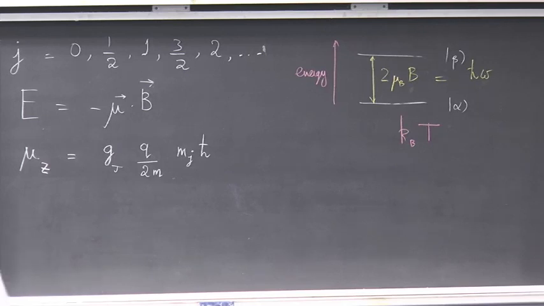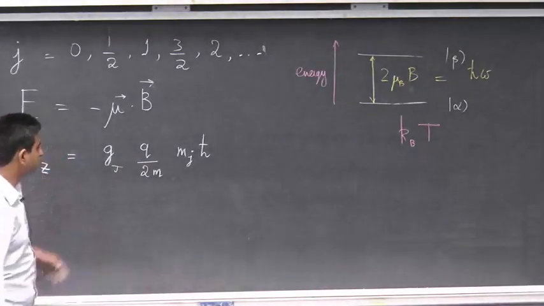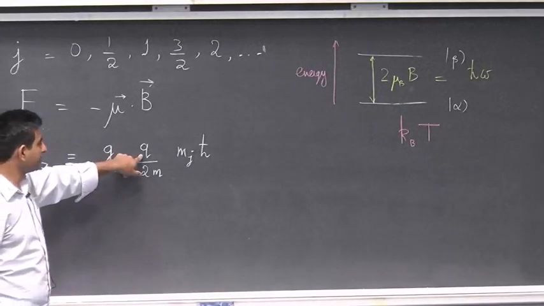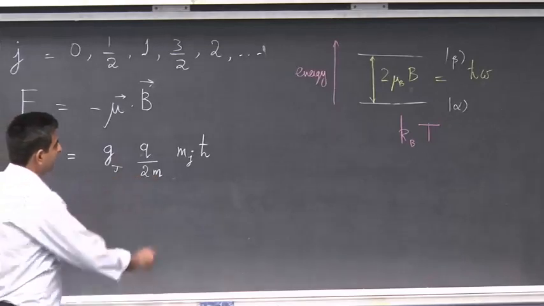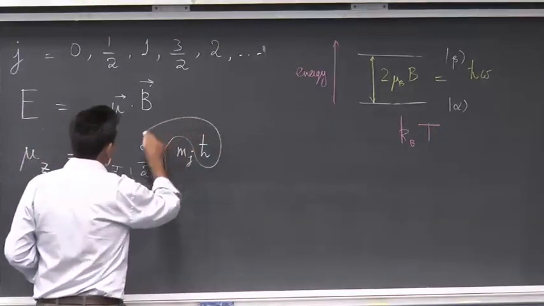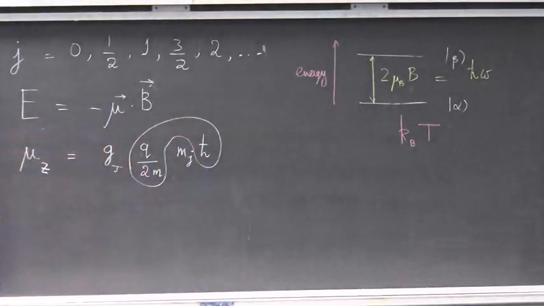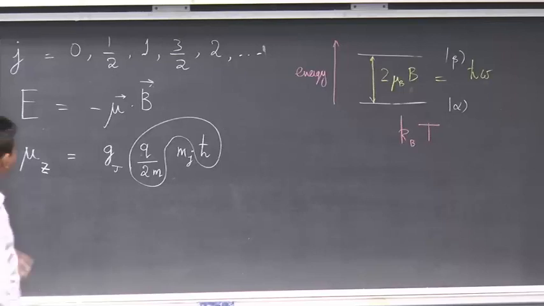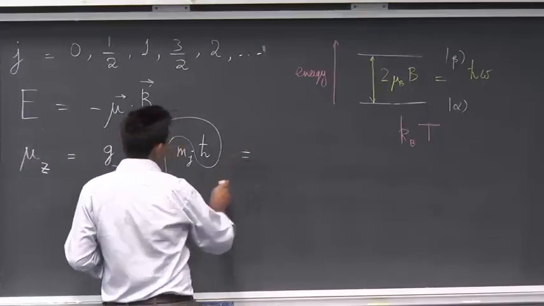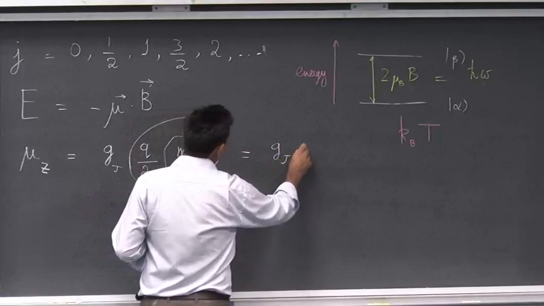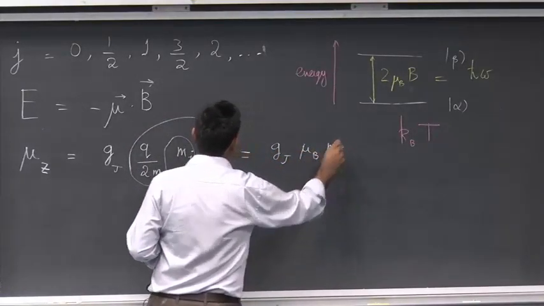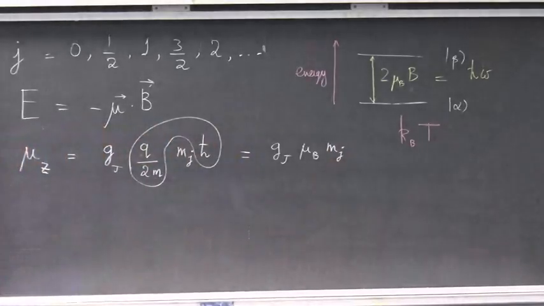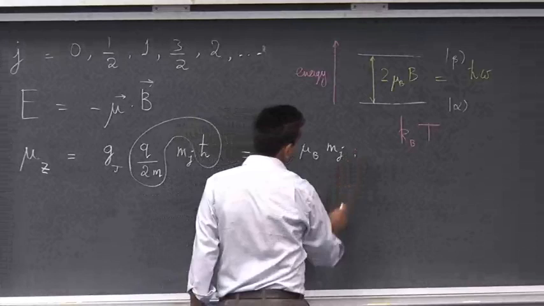Now let's call this object, let's suppose that we put the charge of a proton here and the mass of an electron here. So this thing turns out to be equal to mu b, the Bohr magneton. So the magnetic moment is given by Gj mu b mj, where mj is quantized.